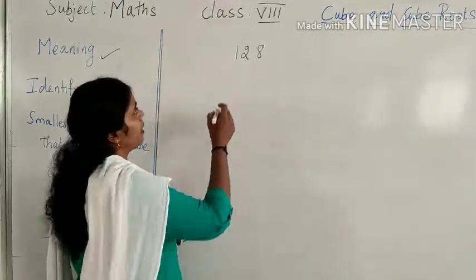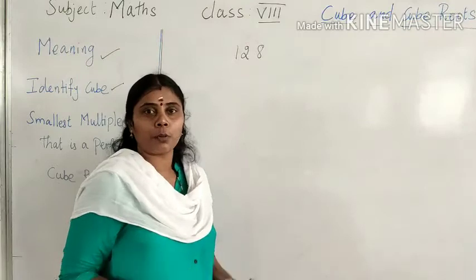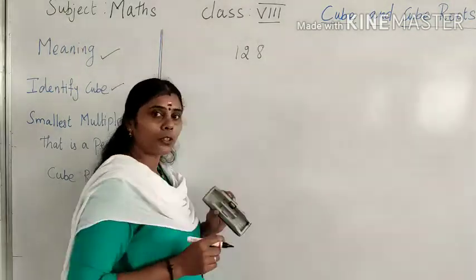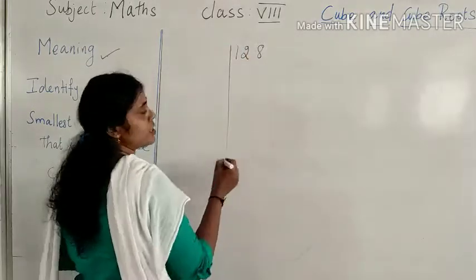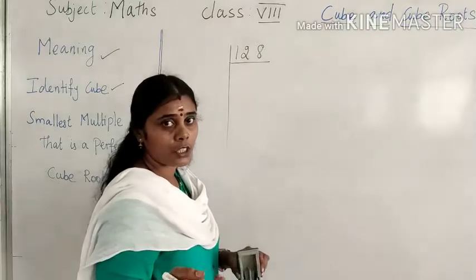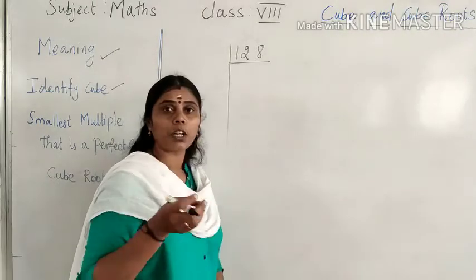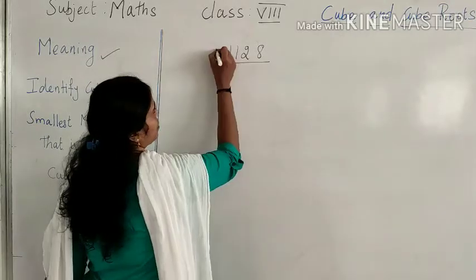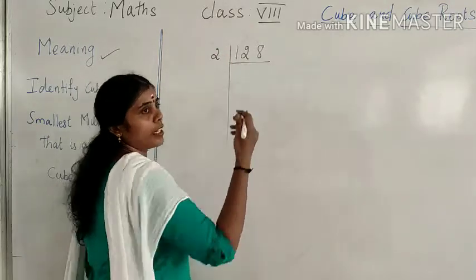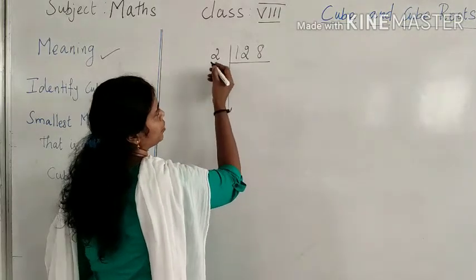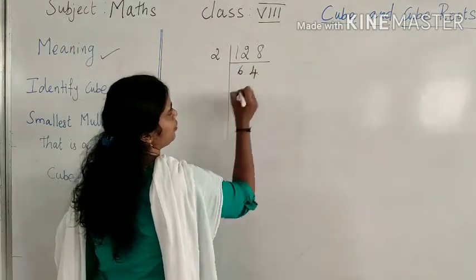Yes, very simple. We know our own method, that is the prime factorization method. That we are going to do now. It is simple and easy for us to do the prime factorization. You know that we are going to use only the prime numbers. So 128. The number ends with 8, so I can take 2 as the first prime number. I will divide by 2, and I will get 64.